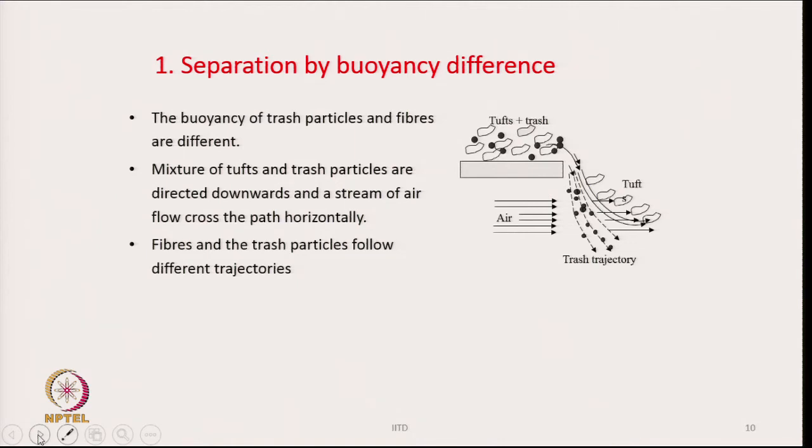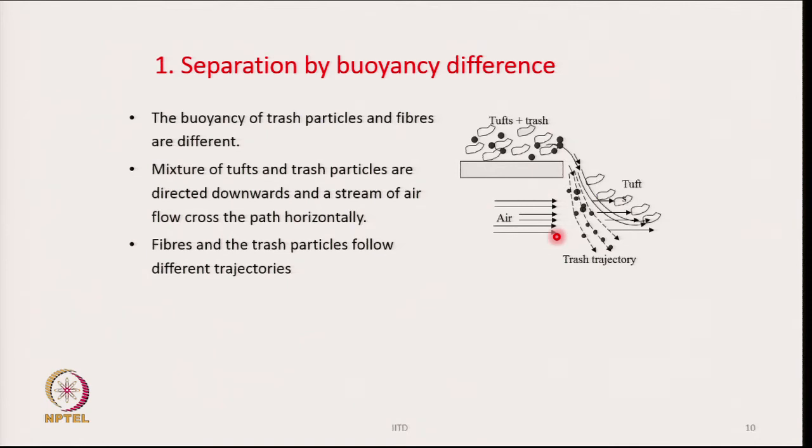What do we do? We can think of it like this: a mixture of tufts and trash particles is directed downwards, like here. Trash and tufts are moving forward, they are directed downwards as shown in the diagram, and a stream of air flows and crosses the path horizontally. This is also shown in this diagram. So, the mixture of tufts and trash particles is falling down, and we are directing the airflow towards them.